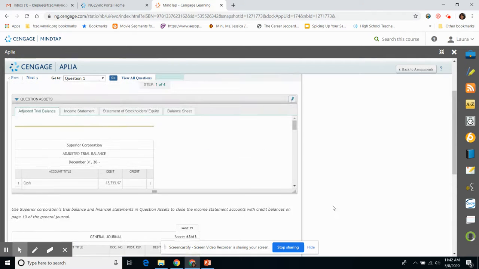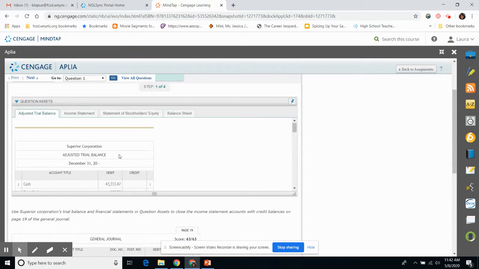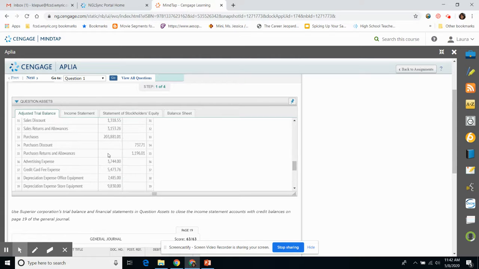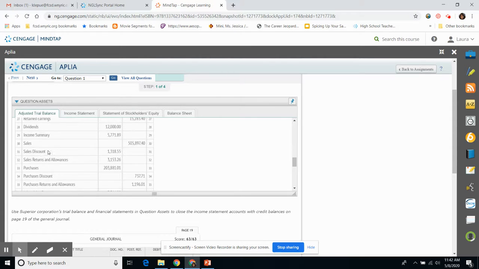And again, where did I get that information? Adjusted trial balance. Scroll all the way down, and all the numbers are right in the credit side.